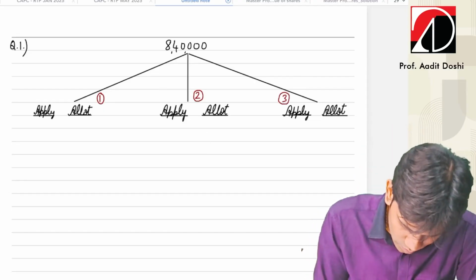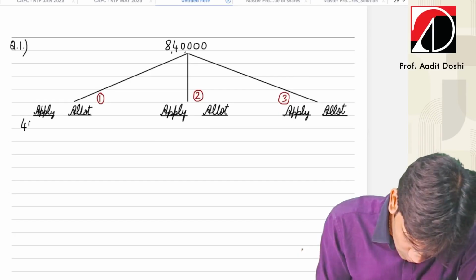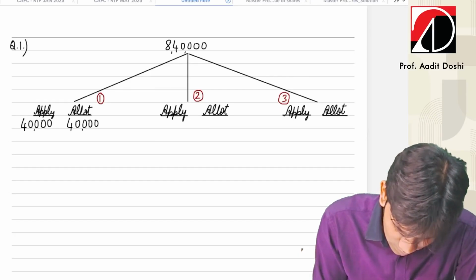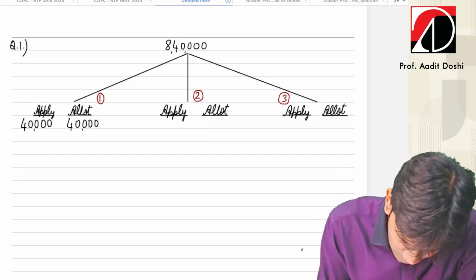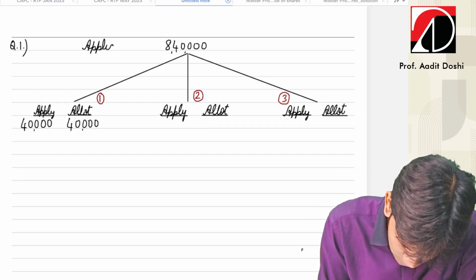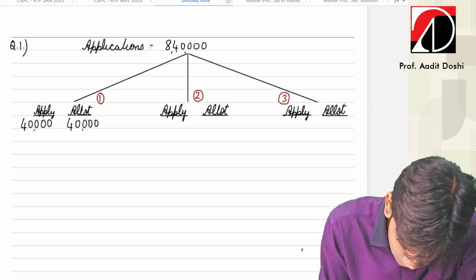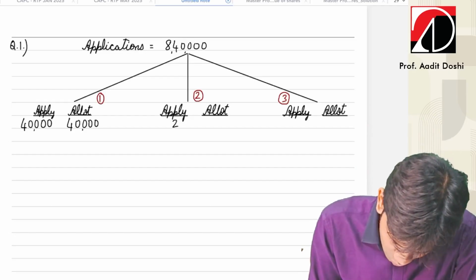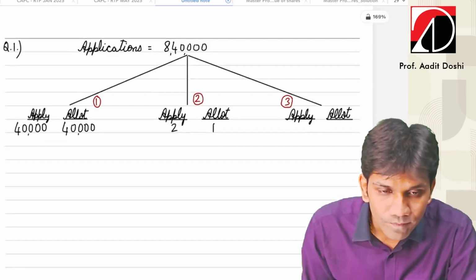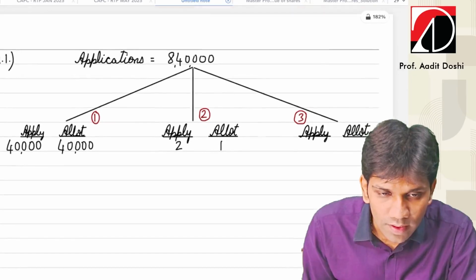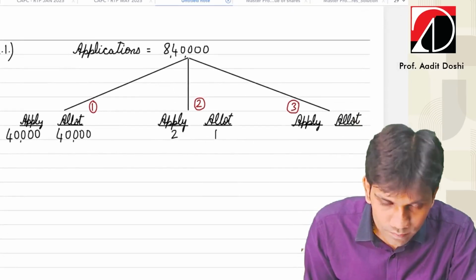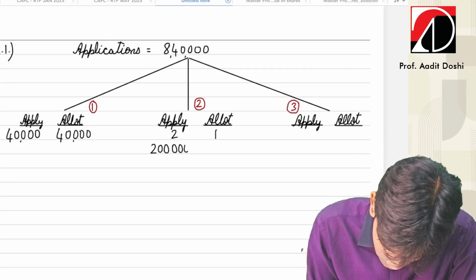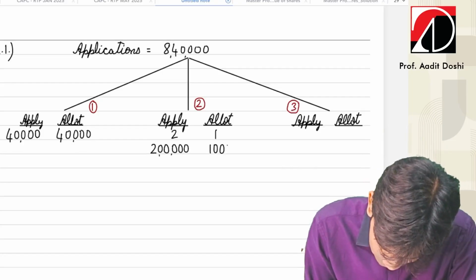Now, those who applied for 40,000 shares were allotted 40,000 shares. Don't forget, these are my applications. Those who applied for 2, they were allotted 1. So those who applied for 2 lakh, they were allotted 1 lakh shares.